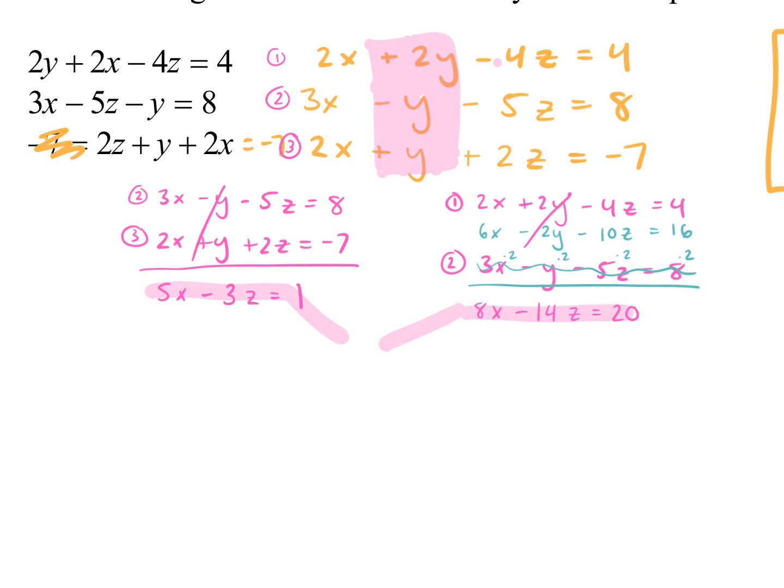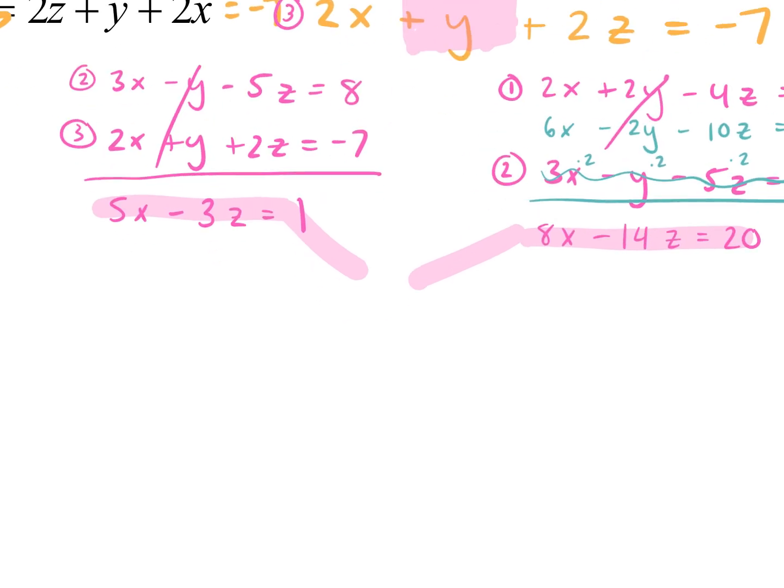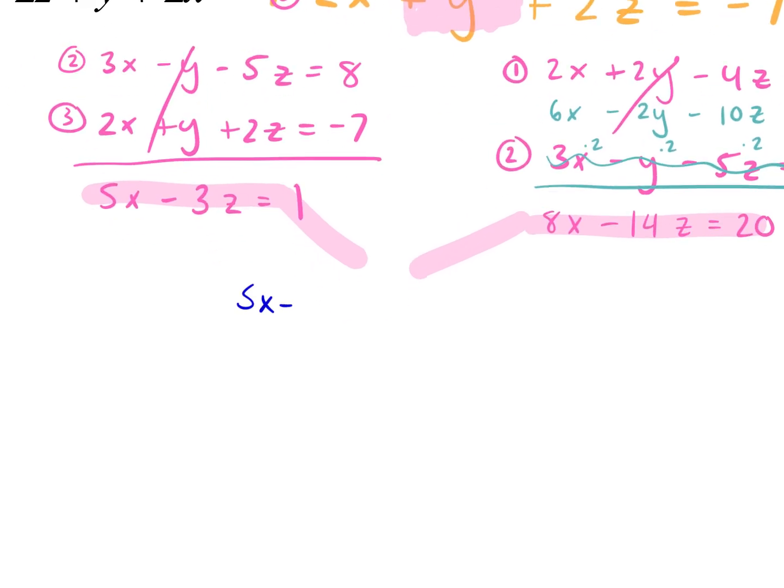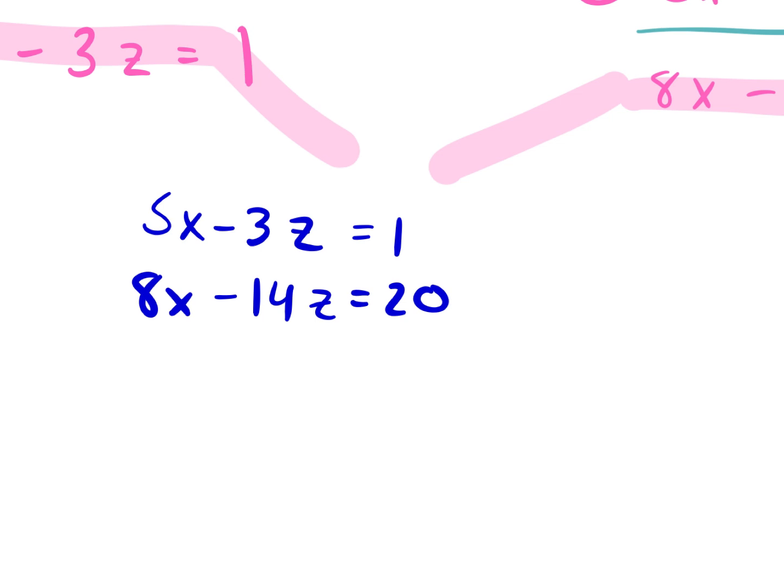So when we combine these 2, we've got 5x minus 3z is equal to 1, and 8x minus 14z is equal to 20. Do we have a variable that's going to cancel here? Not yet. Which variable do you want to make cancel? X would be a good choice. What do we need to multiply by our first equation? -8, so everything gets multiplied by -8.